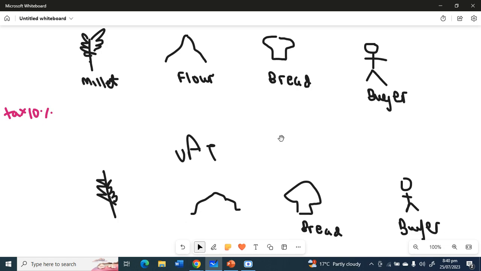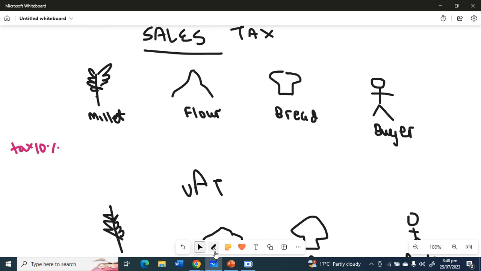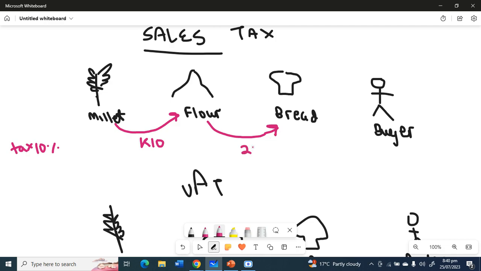So first we look at sales tax, all right? We're going to look at how millet comes from the farmer. The farmer sells it to the miller, let's say at 10 kwacha. The miller produces the millet into flour, then sells it to the bakery at 20 kwacha. All right. Then the bakery finally is going to sell to us, the customers.